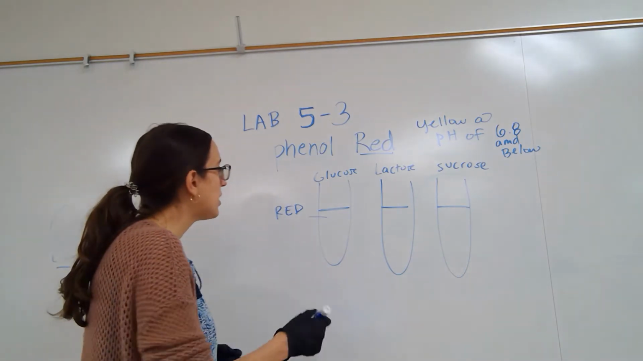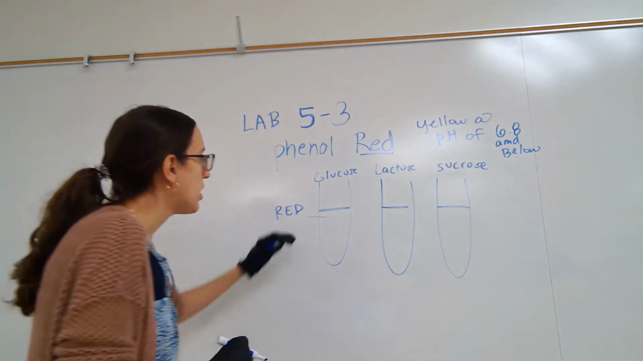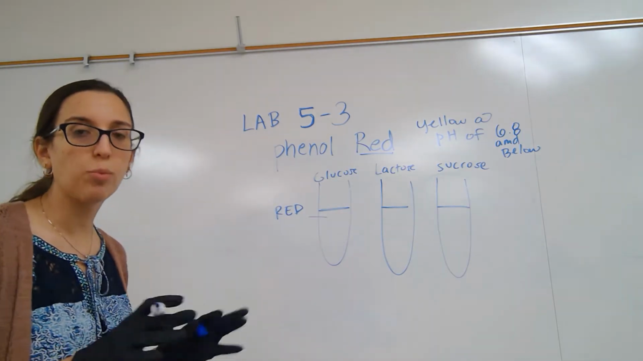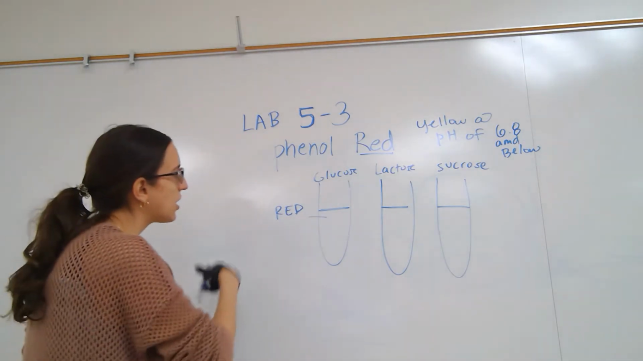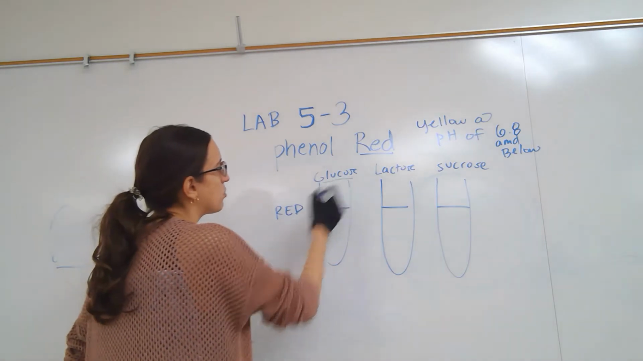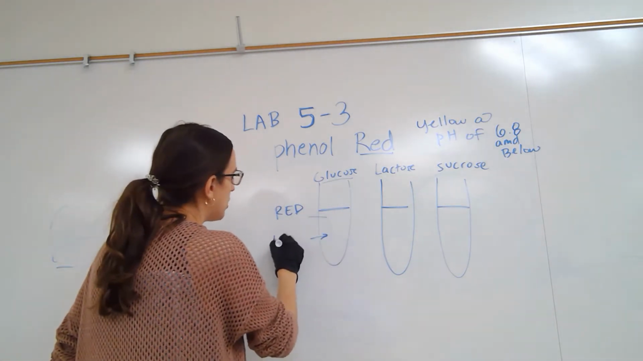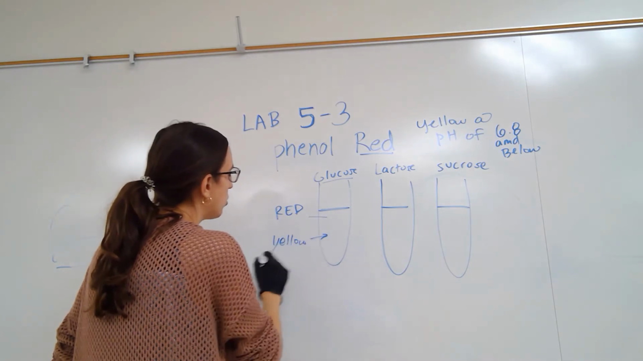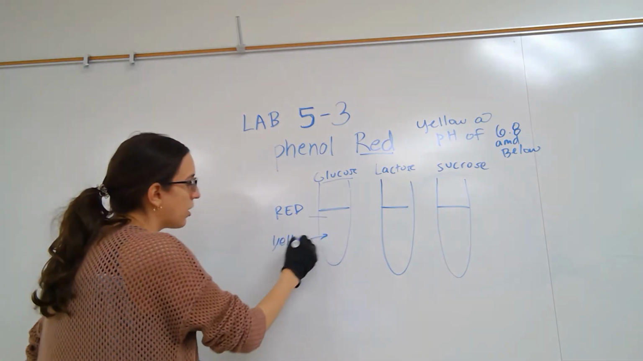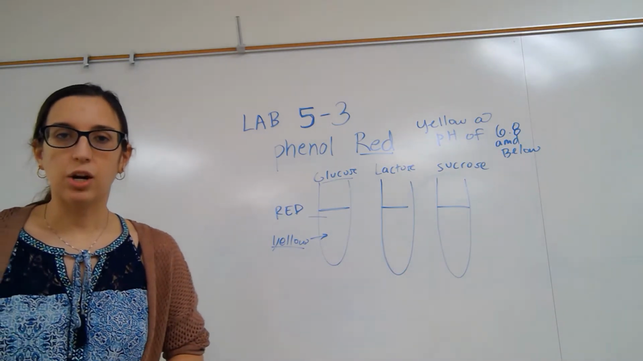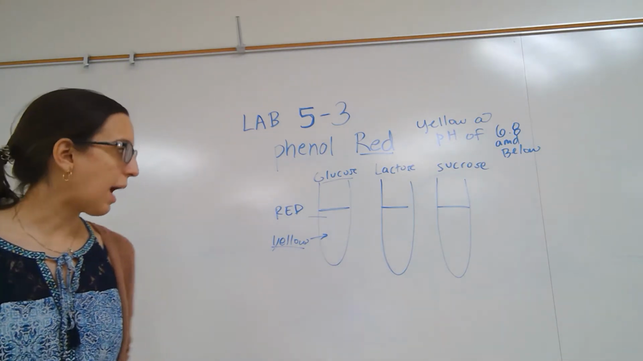So we have glucose here, so it will start out red because of the pH indicator at a normal neutral pH. Then if the bacteria is able to break down, for example, glucose, this media will now turn yellow. Okay, so like orange to yellow. So yellow will indicate that there was fermentation that happened.